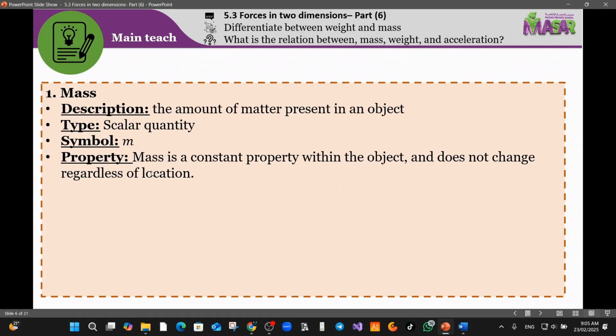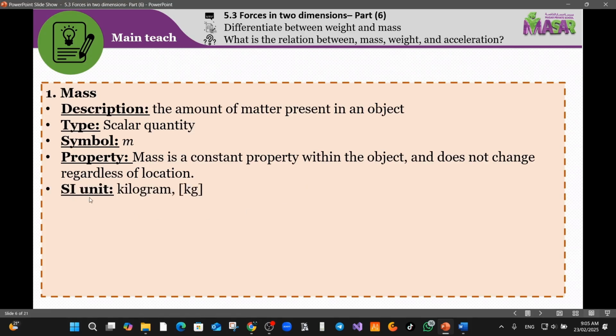The property mass is a constant property of the object and doesn't change regardless of location. So, in any circumstances, whenever we deal with the same body, it means we have the same mass, regardless of its location. For example, a body that has a mass m on the Earth will have the same mass m on another planet such as the Moon, Mars, etc.